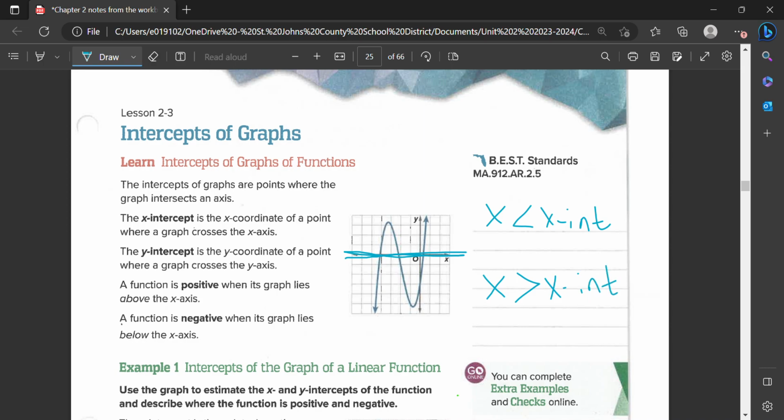So again, positive is when it's above that blue line, that x-axis, that x-intercept line. And it's negative when it's below. All right, you can think of that x-intercept almost like the ground. You can think of this line right here as the ground. Anytime you're above it, you're positive, you're above ground. Anytime you're below it, you're below ground or negative. All right, just a way you can think of it.